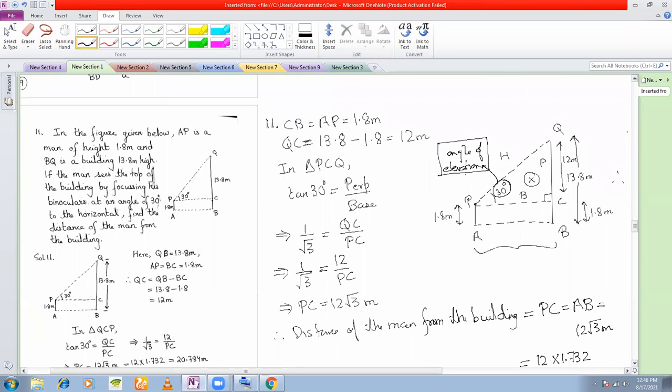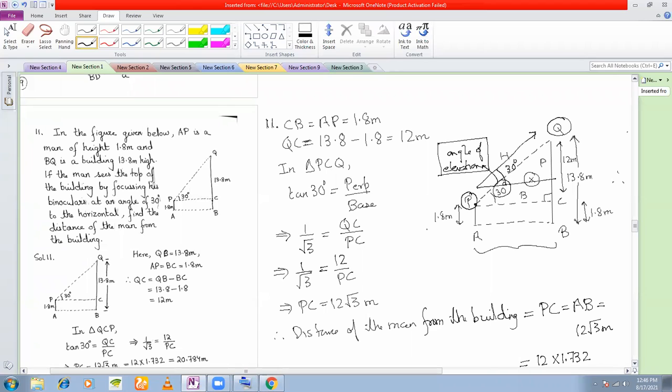Why is this called angle of elevation? Because this man is looking from here to the top, that is looking at the top. Elevation means height, right? Elevated position means high position. So that means from P, he's looking at a higher position at Q. And this angle that he makes with the horizontal here, this angle is 30 degrees. So that is why this angle is called the angle of elevation.